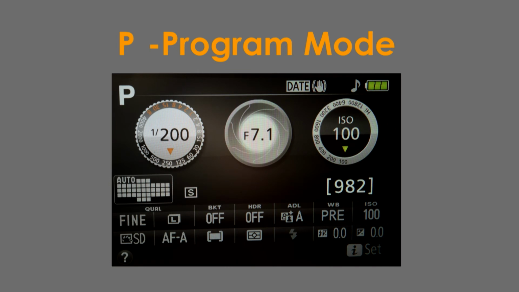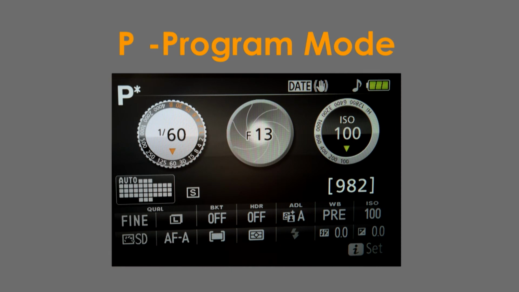We now move on to the program mode. The only input which you have to give the camera is the ISO. I have set the camera at 100 ISO and it indicates a shutter speed of 1 by 200 at f7.1. I can change the combination within the same exposure value. 1 by 60 gives me f13. So, in the program mode, within the same value, you can change. If you do not like the setting, you can change it. The only input which you have to give is the 100 ISO.